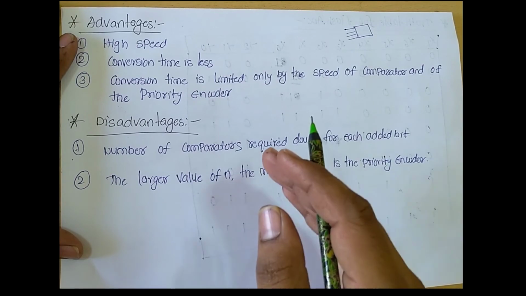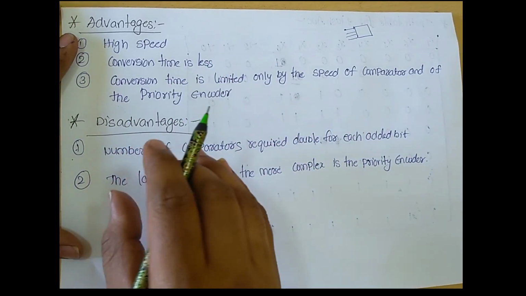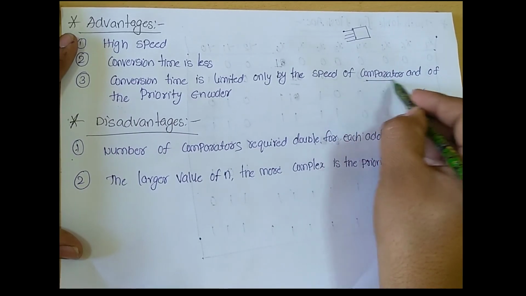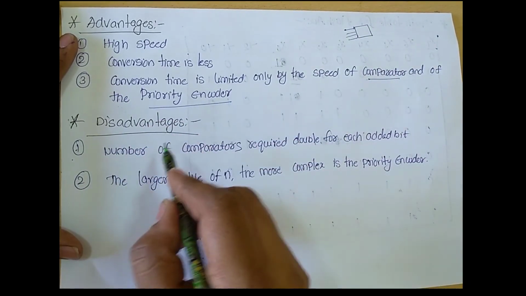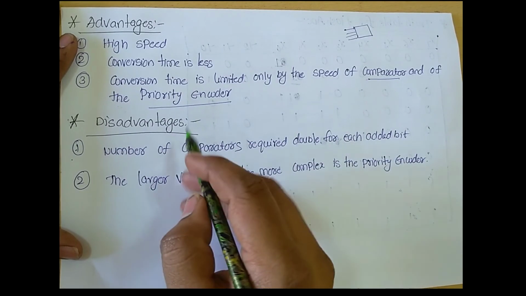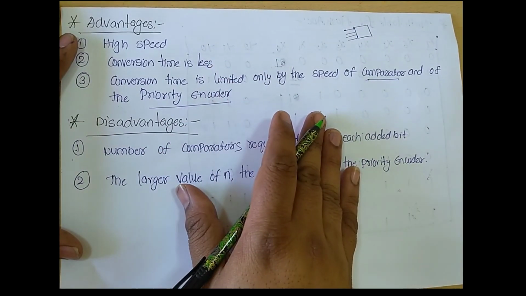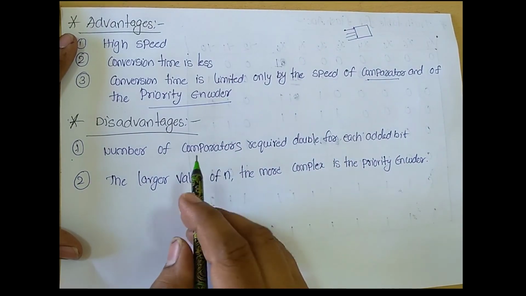Okay, so here we want to achieve more speed. So here we need to consider the operating conditions of this comparator and this priority encoder. For example, if these devices are not performing well, then we will not achieve more speed. Okay, and next we are discussing the disadvantages.